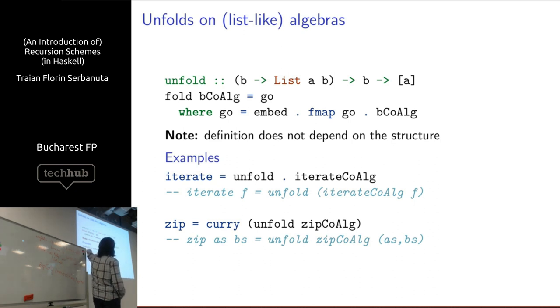Okay, and then with this definition, which again does not depend on the structure, we can play around and get our iterate function as an unfold over the iterate coalgebra function. So iterate of f is an unfold over the coalgebraic function given by f, which we defined on the previous slide. And zip, well, don't read this unless you're in a hurry. So zip of two lists: I'm doing the zip coalgebra, I'm doing an unfold of it, and then give it as an argument the pair of the two lists. Okay?